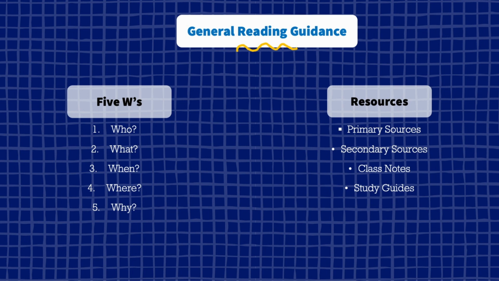Some general guidance for reading. It's what we like to call the 5 W's, and it's a good way to get through your readings and guide your readings as well. The who, the what, the when, the where, and the why. So who wrote the document? Who is the document discussing? What is the document about? What's going on in the document? Roughly, when is it taking place and where is it taking place? And most importantly, the why. Why is this document significant? Why does this document matter?